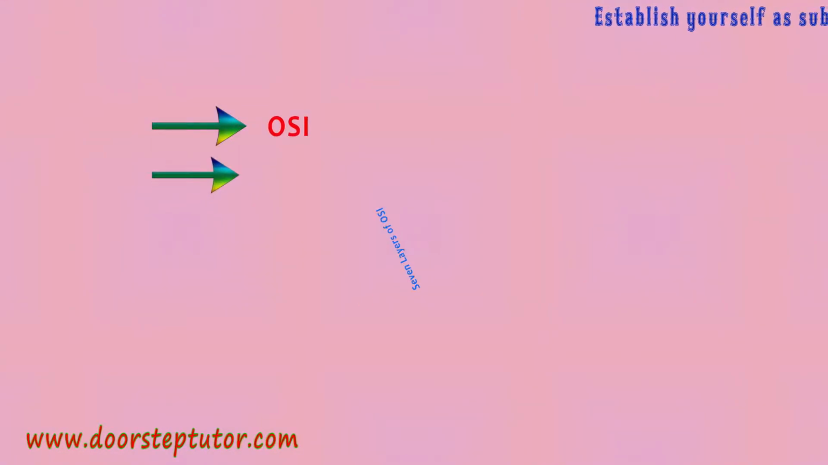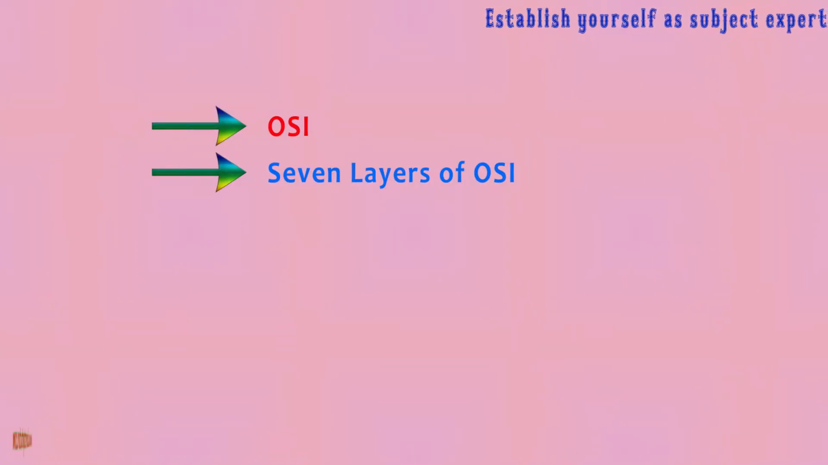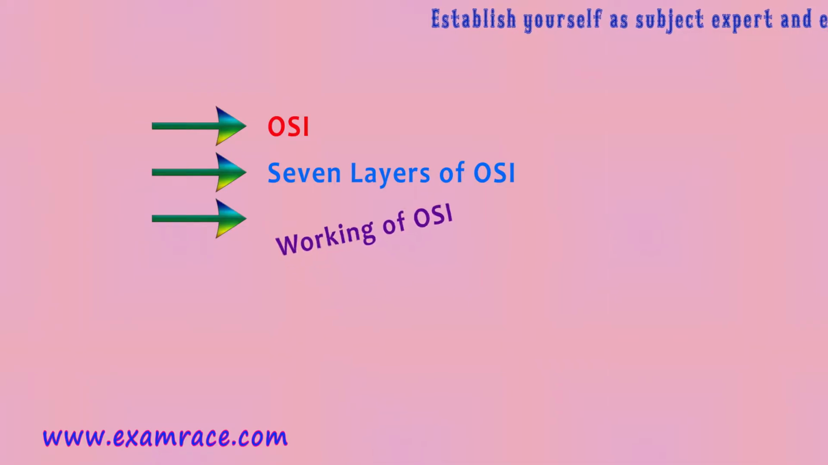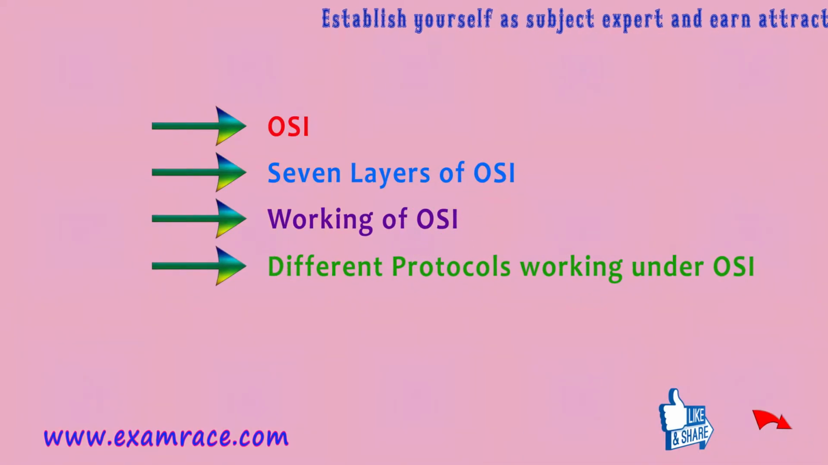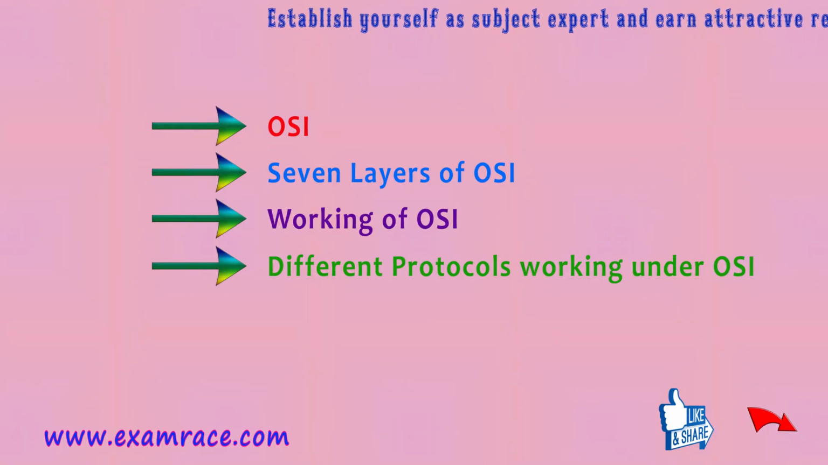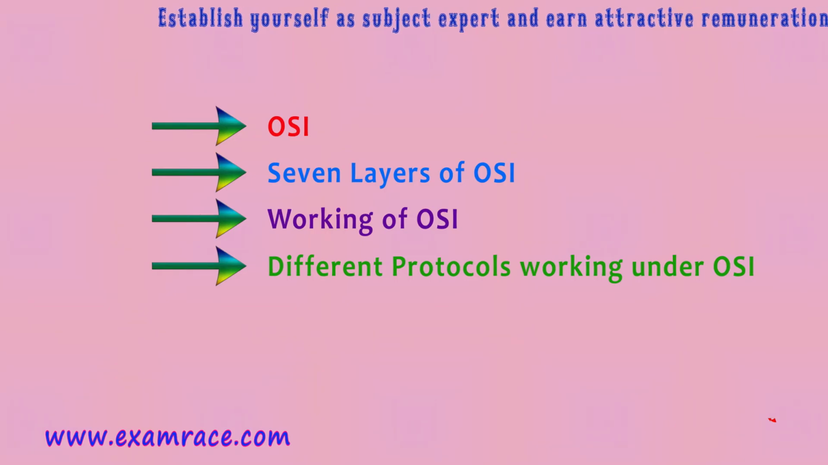So what are the different topics that we have covered today? The introductory part about OSI, then the 7 layers of the OSI model, then the working of OSI, and the fourth one is the different protocols that work under the OSI model. So this was all about the OSI introduction.